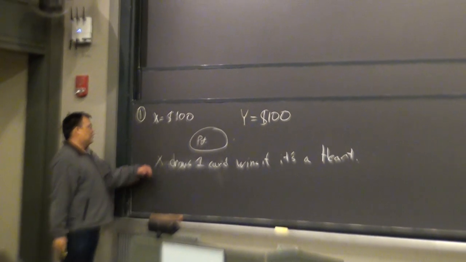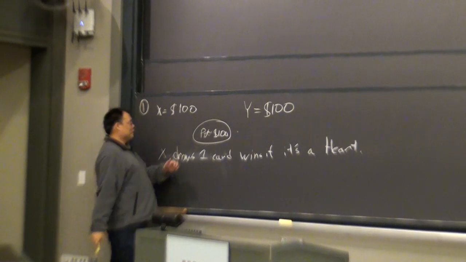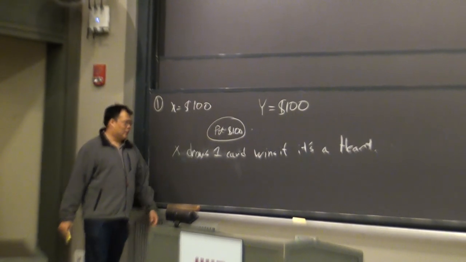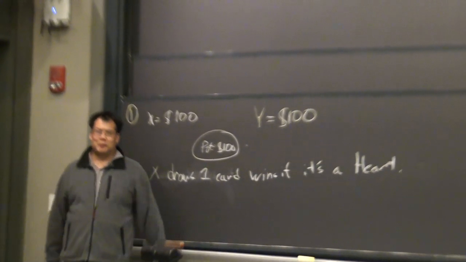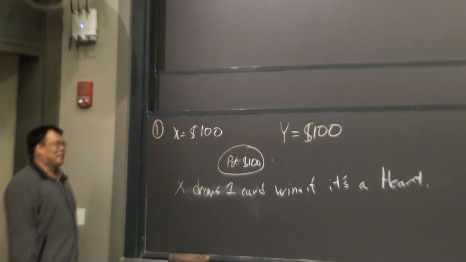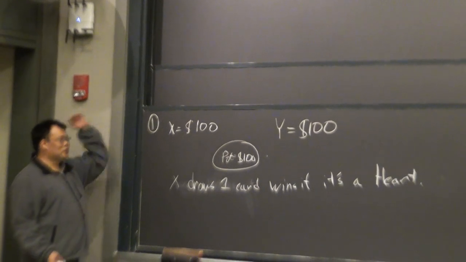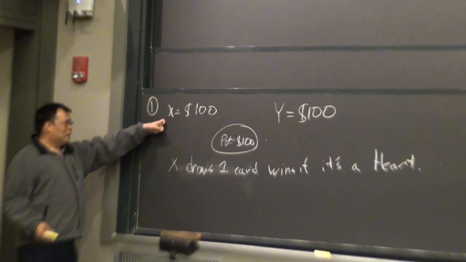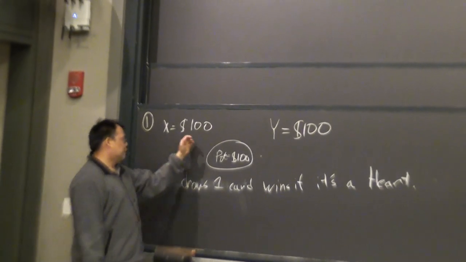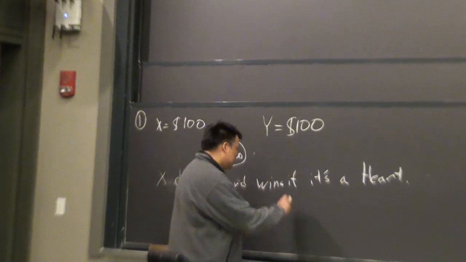So, the thing is that the pot is $100. You can say both players add $50 in this game, or kind of $100 is thrown into the pot by some benevolent being or something like that. I guess it wouldn't be zero sum. It would be 100 sum. But anyway, zero sum also means constant sum. Okay, so there's $100 in the pot. We have one round of betting. X draws one card and wins if it's a heart. Loses otherwise.